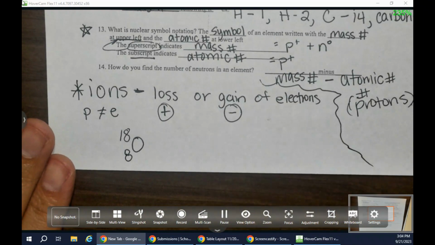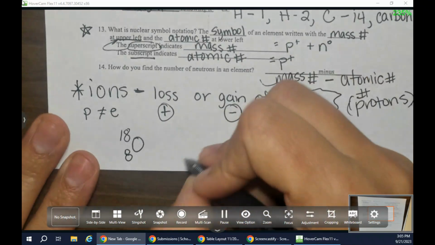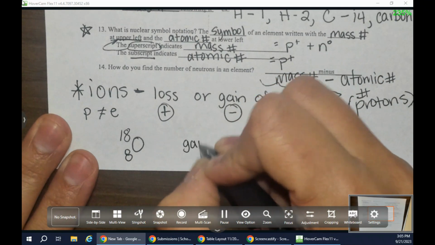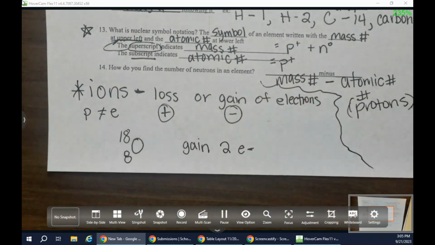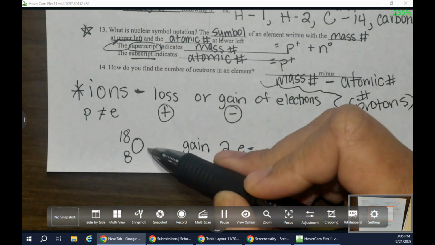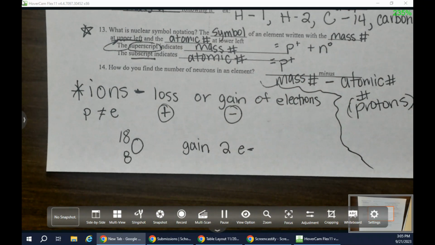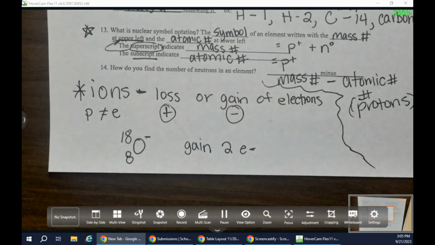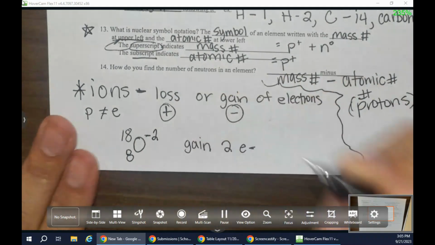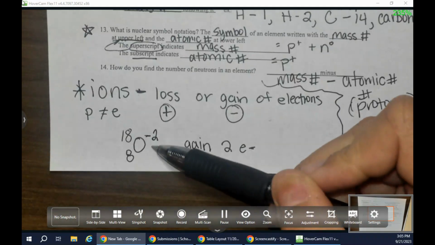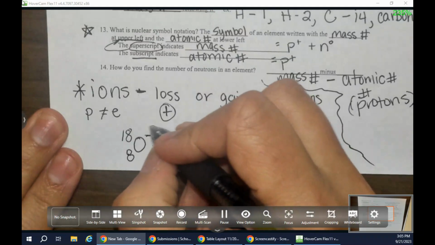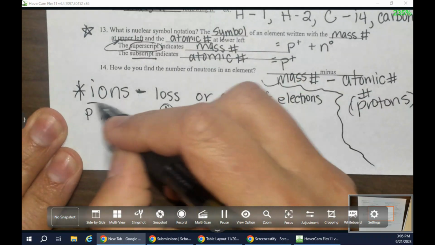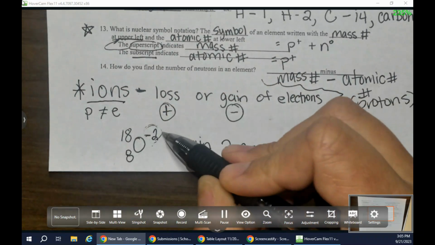All right, so if I tell you that you gained 2 electrons, you have to show the charge in the upper right side. What charge are you going to put there? A negative, and then you got to tell me how many. A -2. I gained 2 negative things, so I'm more negative. So that right there, that's how you're indicating an ion. Okay? You write the charge up here.